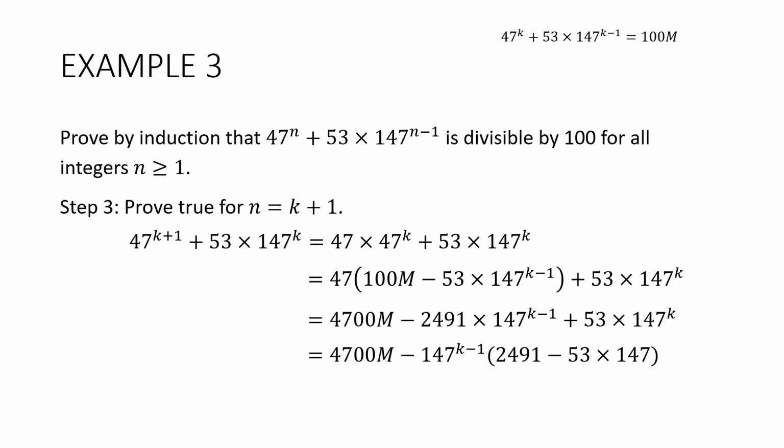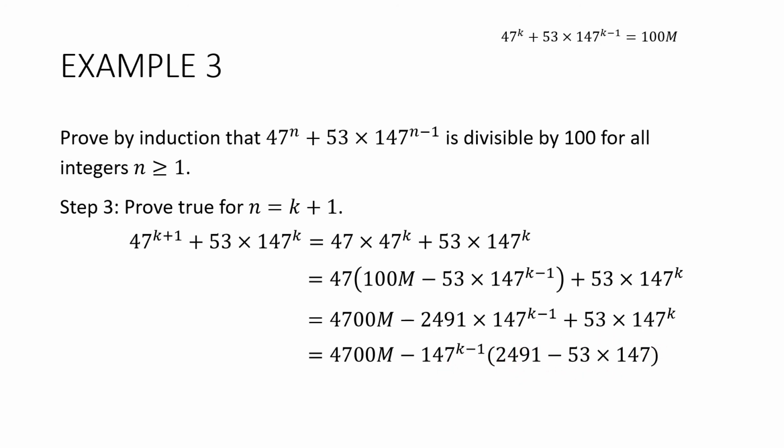Have a look. This is the hardest part of this question. 4,700m. Take away. I've brought out the 147 to the k minus 1 at the front. Brackets. It's multiplied by 2,491. This is going to become a minus because I've taken the minus out the front. 53 lots of 147, because 147 to the k minus 1 times 147 is 147 to the k. All right, so just check that and make sure that makes sense to you.